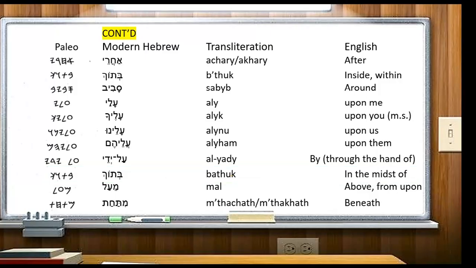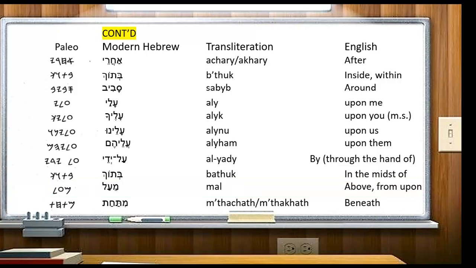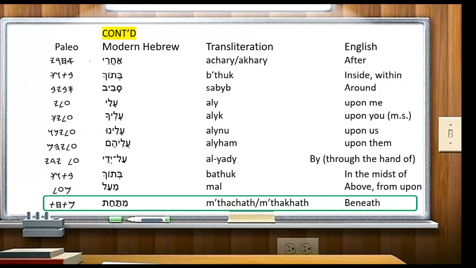Then we get to above, from, upon, and that is mal, mam, ayin, lamad, mal, and that is translated in English above or from upon. And finally on this slide we have beneath, and the word for beneath is mathachath, mathachath, beneath.